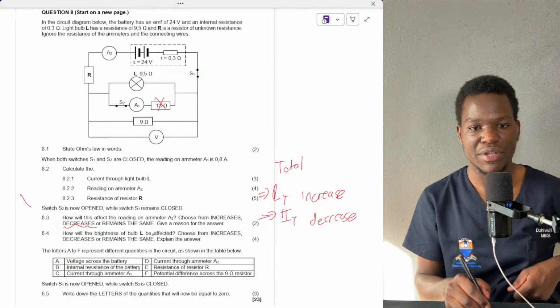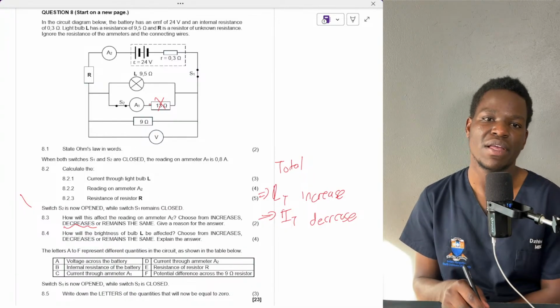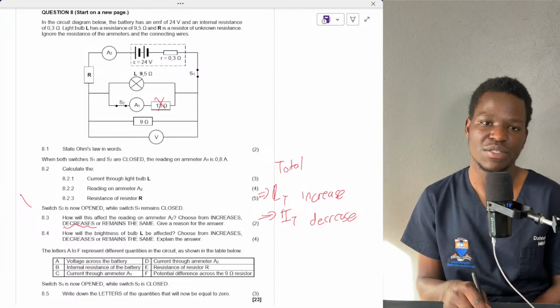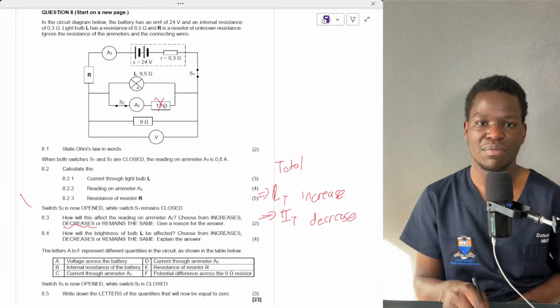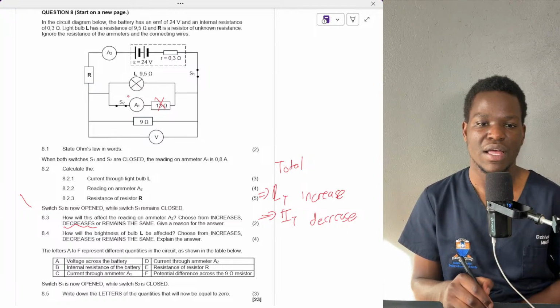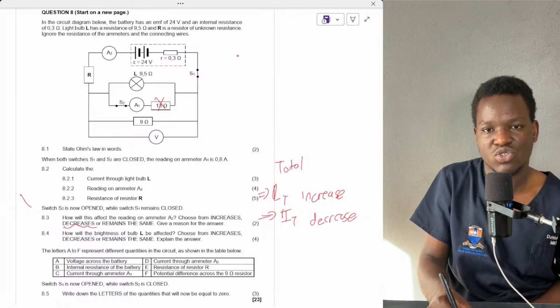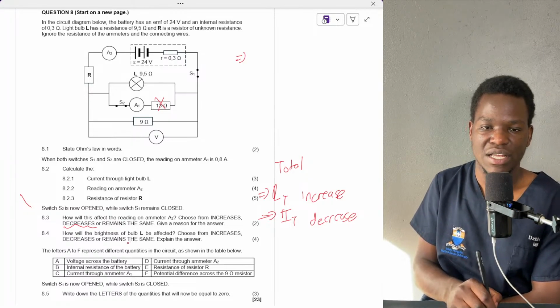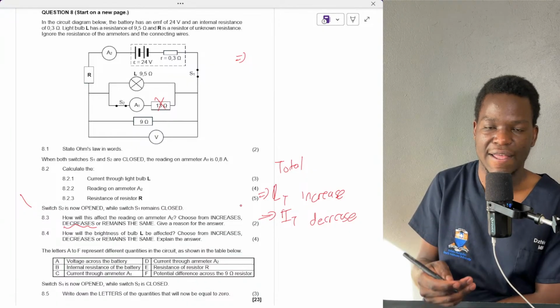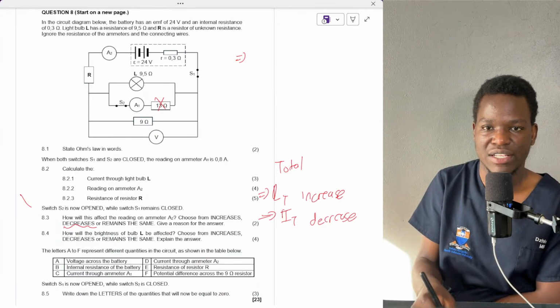Then they ask how will the brightness of the bulb L be affected? Choose increase, decrease, or stay the same. So this is the brightness of this bulb here. So now let's check the brightness of this bulb. The information that you must use to explain is, before we say decrease or increase, we must first reason. The reason will lead us to the answer.